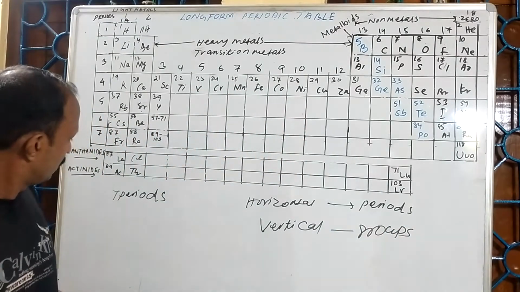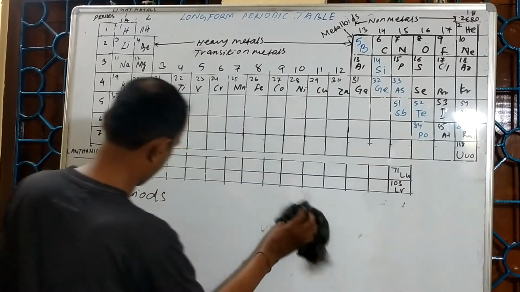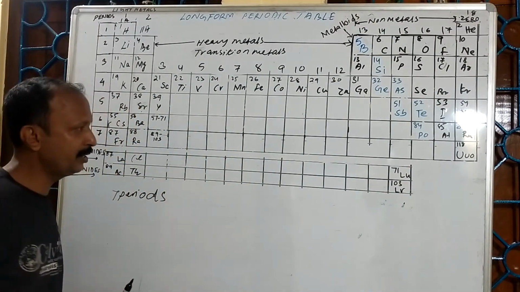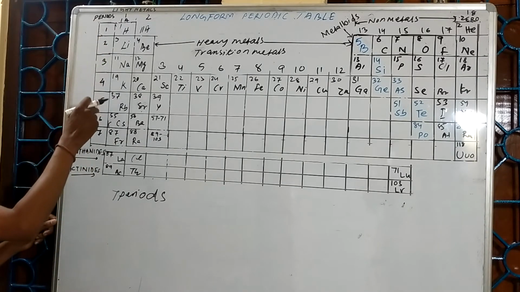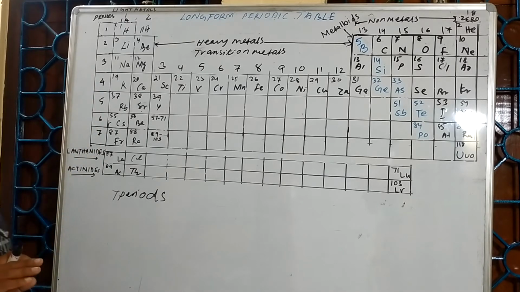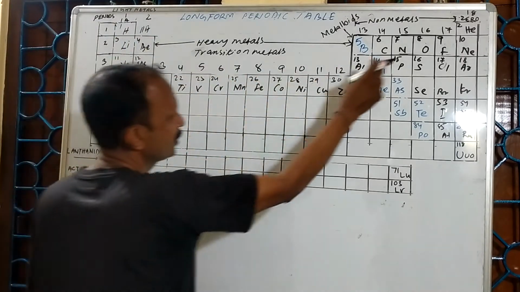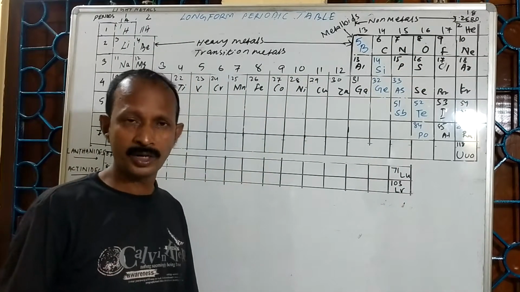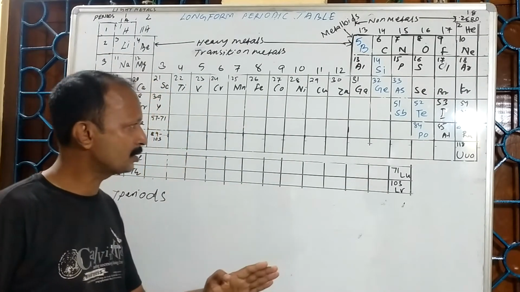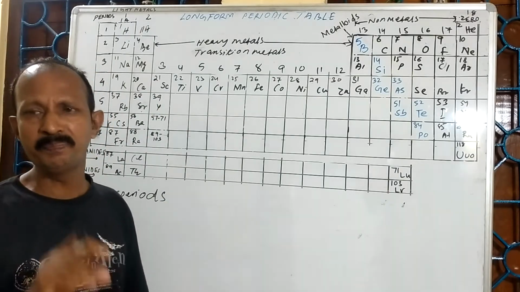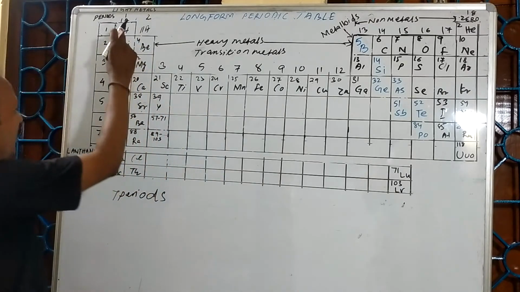So I am explaining what the periods are. There are 7 periods. You see that I mentioned here 1, 2, 3, 4, 5, 6, 7 periods are there. And there are 18 vertical columns, 1, 2, 3, 4, 5, 6 up to 18. They are called the groups. So let us discuss how the elements are arranged in periods. The first period contains 2 elements.